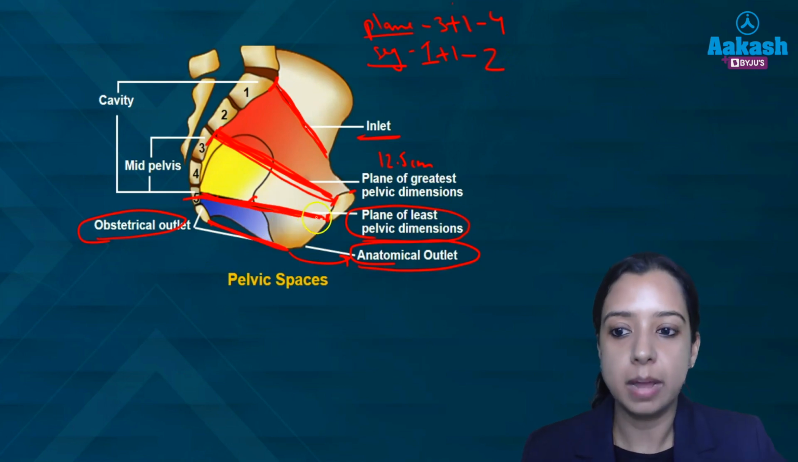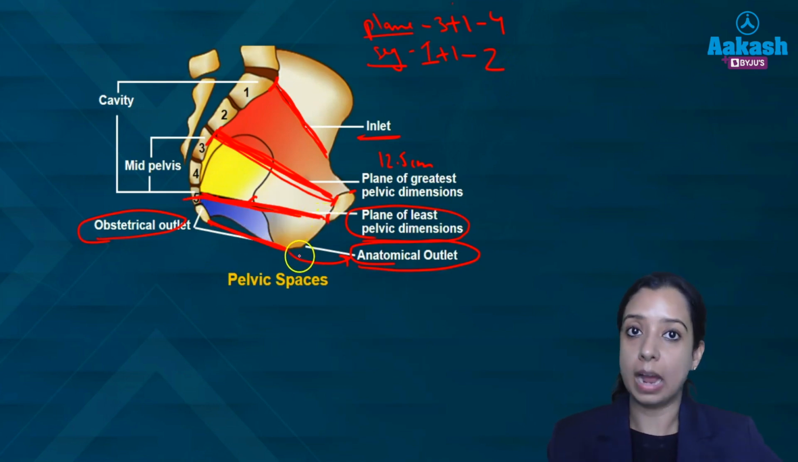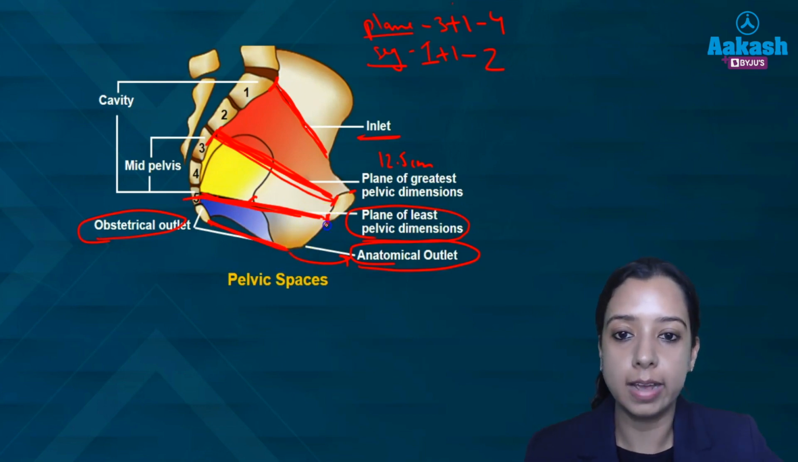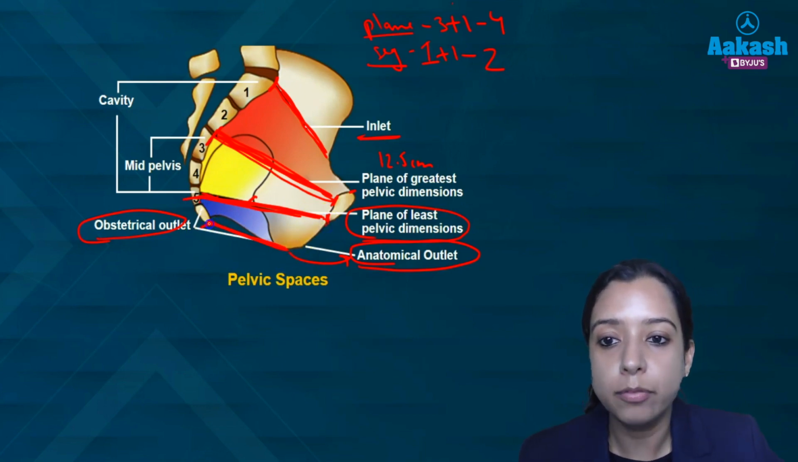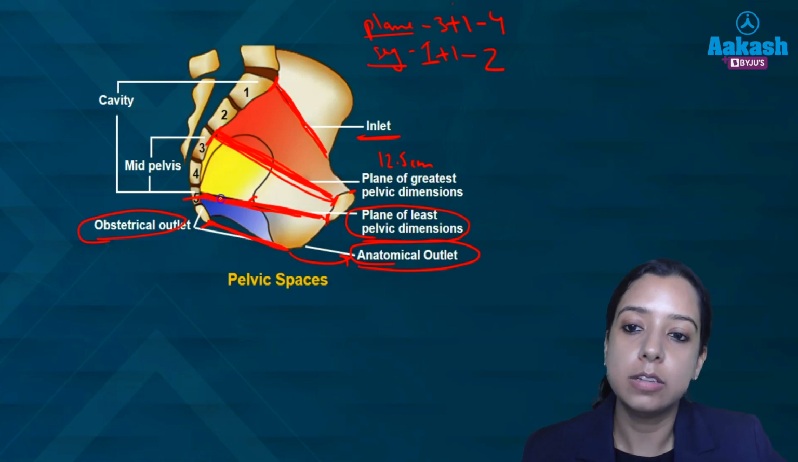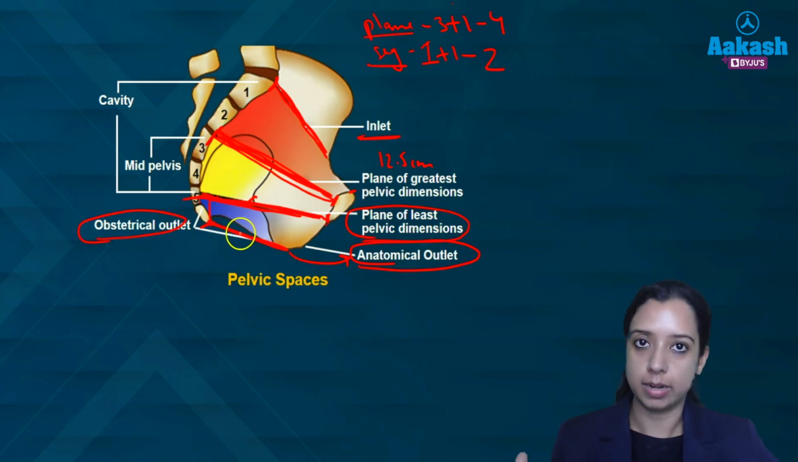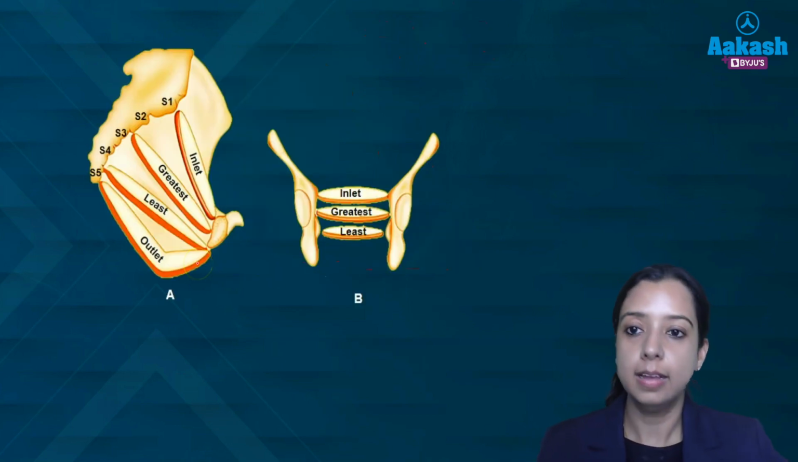The plane of least pelvic dimension we have discussed extends from here to the tip of the sacrum. The anatomical outlet extends from the lower border of the pubic symphysis to the tip of the coccyx. Between these two lies your obstetric outlet. Okay, I hope it's clear. Let's see this image.